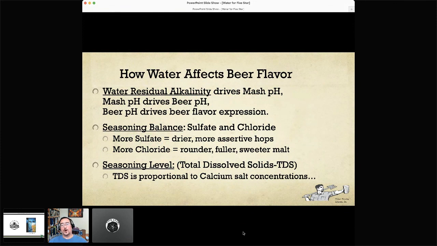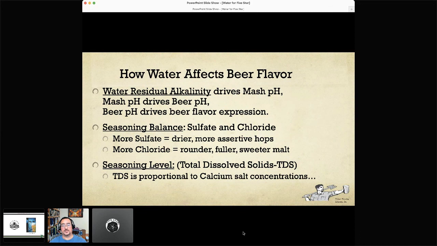So how does water affect beer flavor? Well, the residual alkalinity of the water helps drive the mash pH. The mash pH drives the beer pH, and the beer pH drives beer flavor expression. We're going to talk about that more in a minute. Secondly, you have the seasoning balance, the sulfate and chloride. More sulfate makes that beer drier, makes the hop character more assertive. More chloride makes that beer character rounder, fuller, and sweeter.